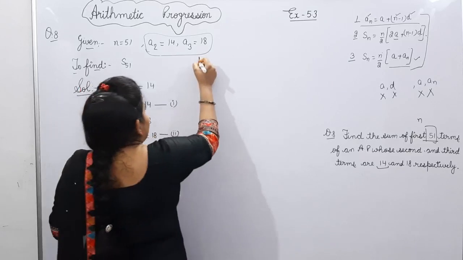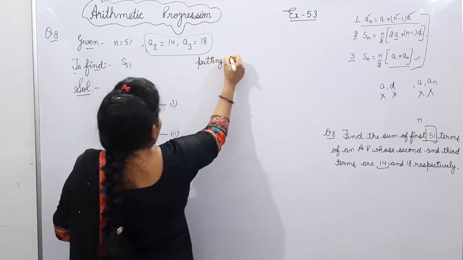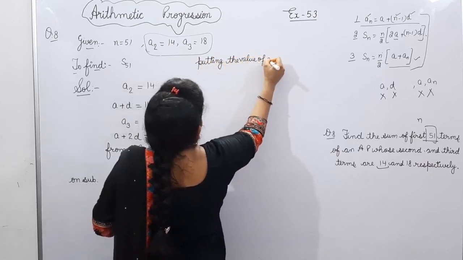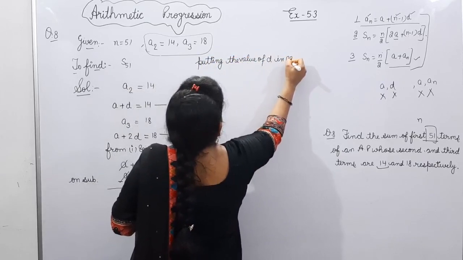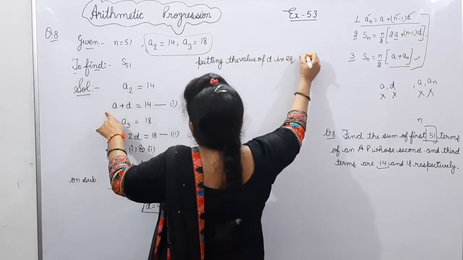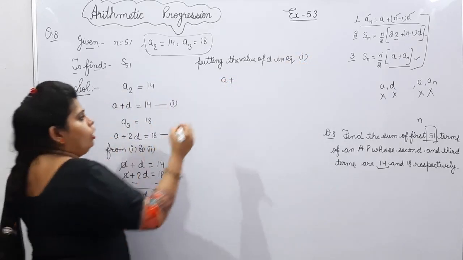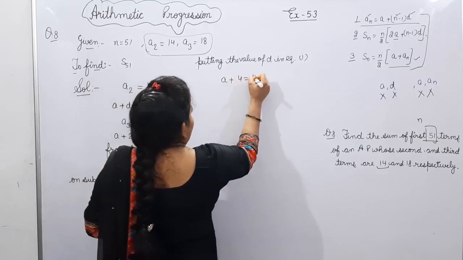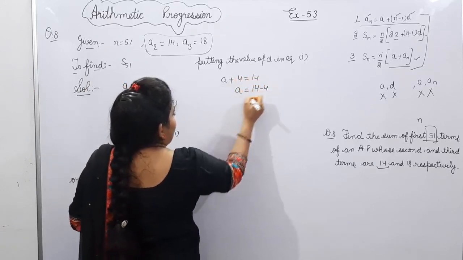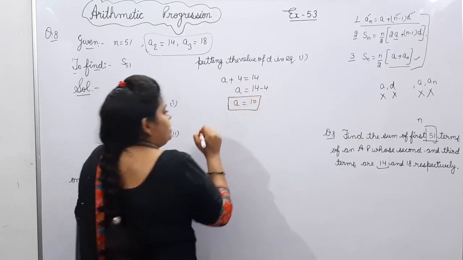Now, putting the value of D in an equation. Suppose I am putting it in equation number 1. Then this A plus, what is the value of D? 4, is equal to 14. A is equal to 14 minus 4, which means A is equal to 10. So, our first term is 10.